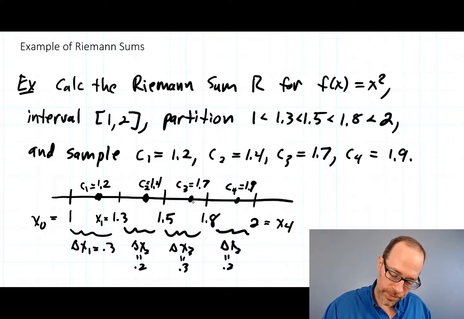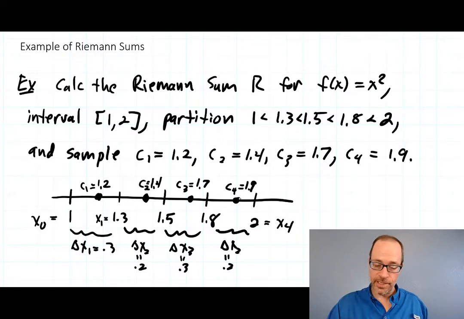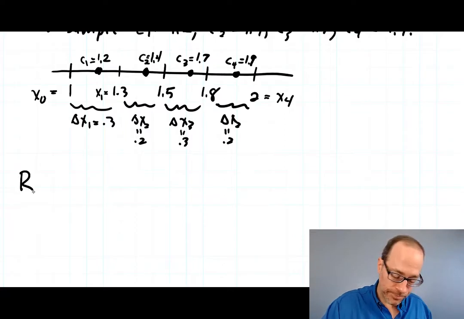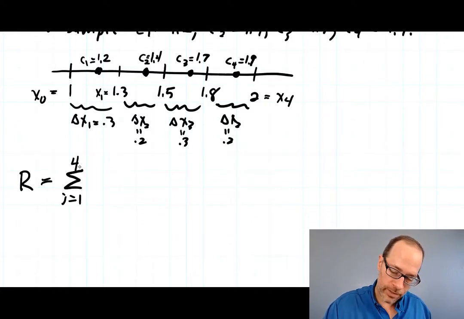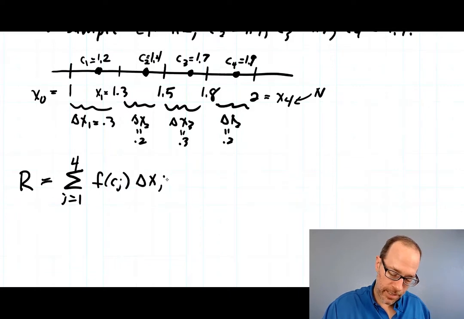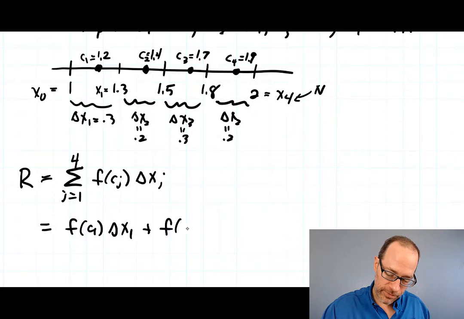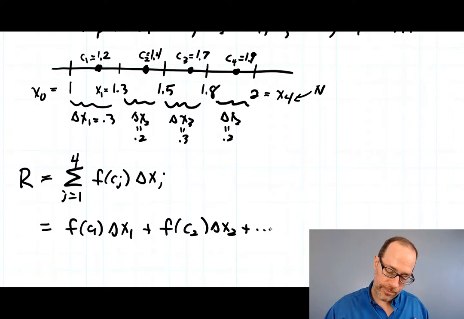And remember, the Riemann sum uses these points plugged into f to get the height of the rectangle. But anyway, here's the definition. It approximates the area under the curve. The definition is it's the sum from j equals 1 up to 4, that's what n is here, of f of cj times delta xj. So the long form, remember, is just f of c1 delta x1 plus f of c2 delta x2 and so forth. And we just plug in.